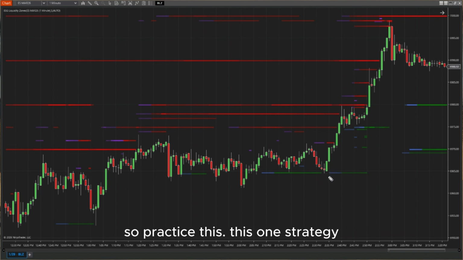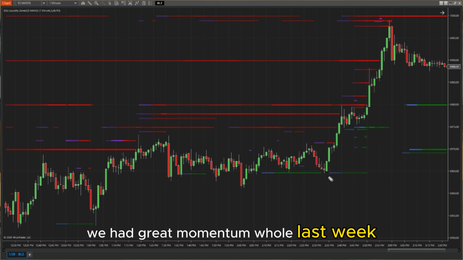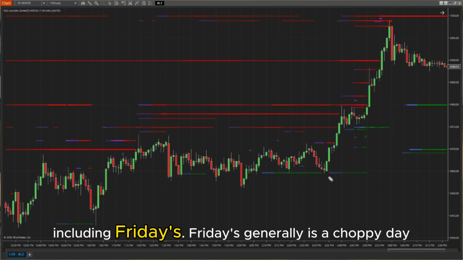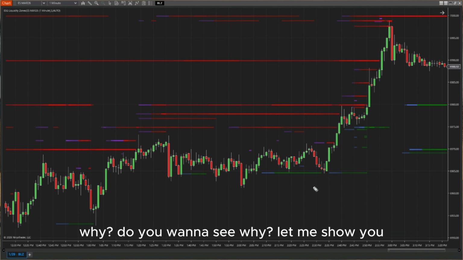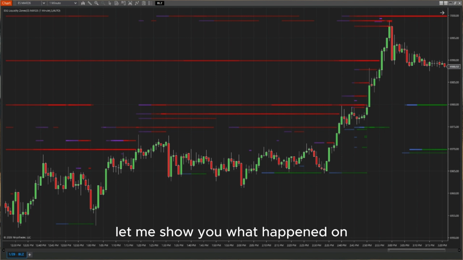So practice this. This one strategy is going to help you change your trade entry when there's momentum in the market. We had great momentum the whole last week, including Friday. Fridays are generally sloppy days, but last Friday was an amazing day. Why? Do you want to see why? Let me show you what happened on Friday.